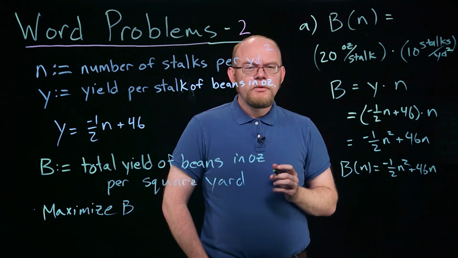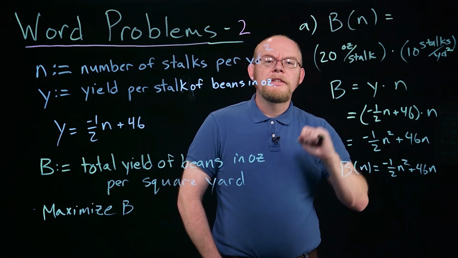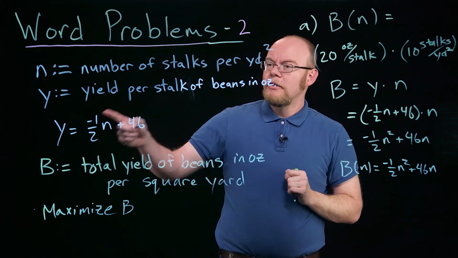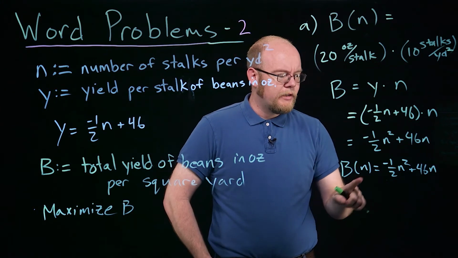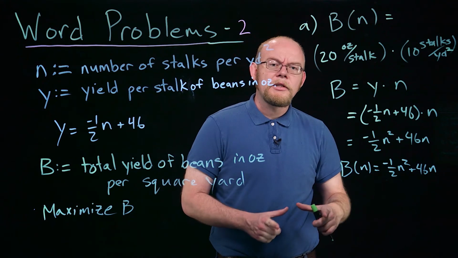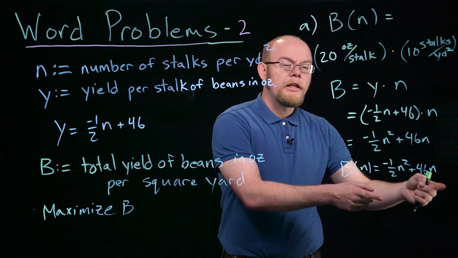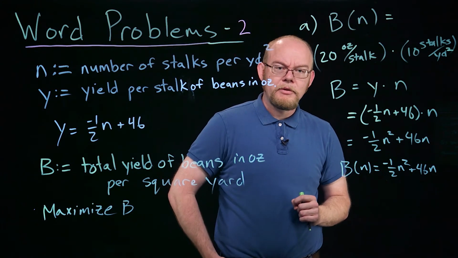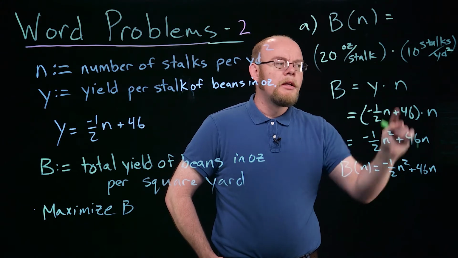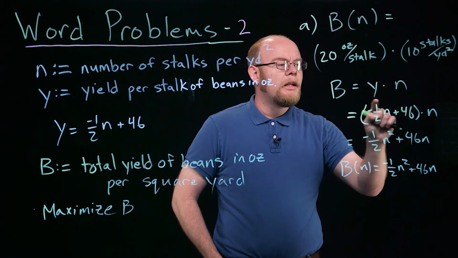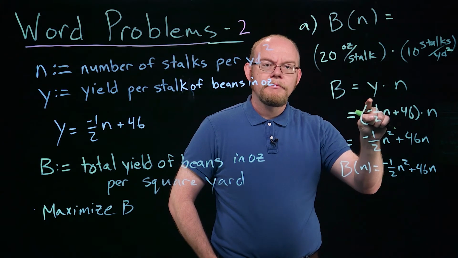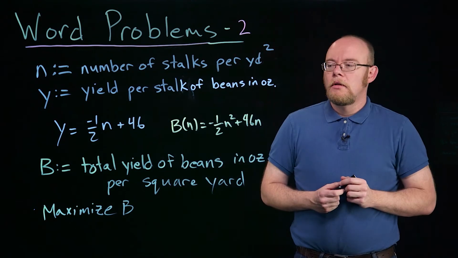So then what we've done is we've basically gotten rid of this intermediate variable that is the yield per stalk, and figured out that for any number of stalks that we plant in a square yard, we're going to get a certain amount of beans from that number of stalks, and this incorporates both the number of stalks that we planted and the yield per stalk.